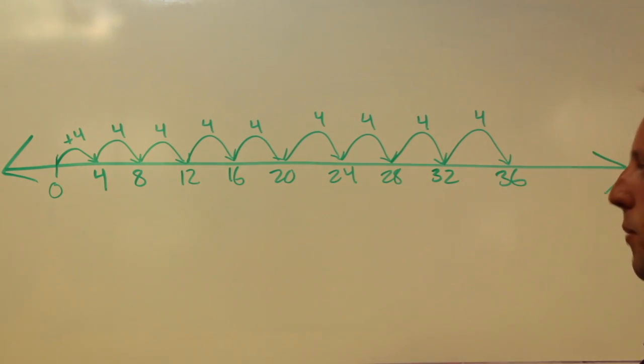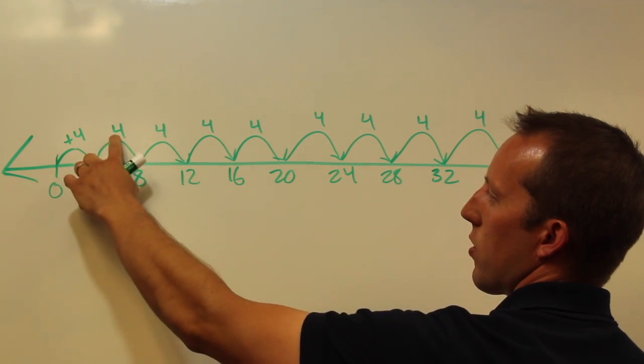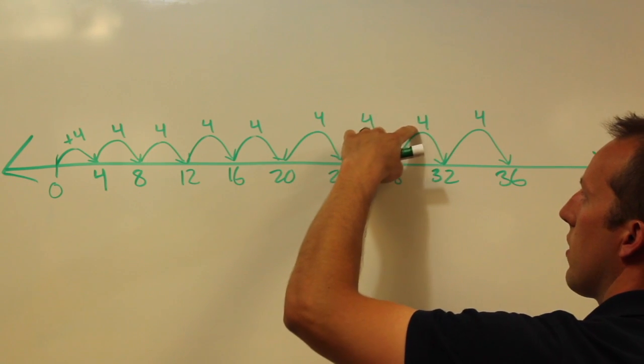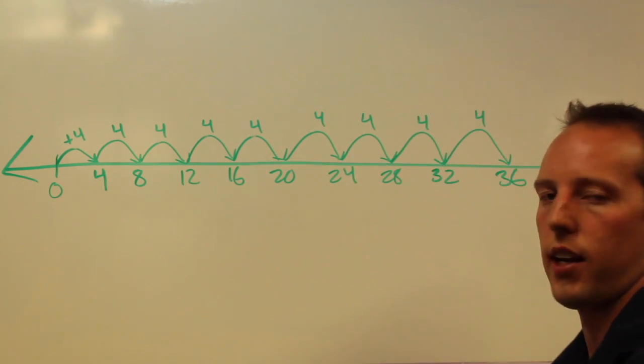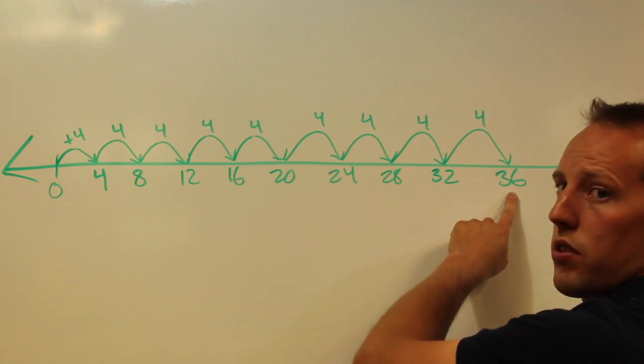Now I just need to see, okay, well how many rows was that? Okay, so we've got 1 row, 2 rows, 3, 4, 5, 6, 7, 8, 9. So the answer is 9. There must be 9 rows on this airplane in order to have a total of 36 passengers.